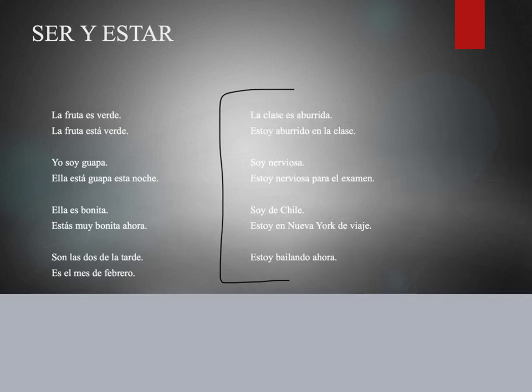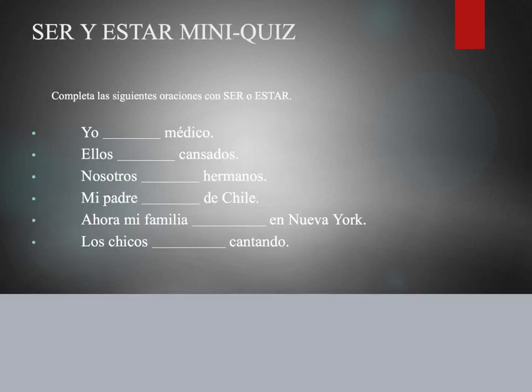Okay, excelente. So, vamos a practicar en la próxima carta, así que pasamos a la próxima carta ahora para practicar. Okay, excelente. Ahora vamos a practicar con este mini prueba y dice completa las siguientes oraciones con ser o estar. So pause the video here and try choosing between ser and estar. Remember that you do need to conjugate it correctly, so don't forget about conjugation like we did at the beginning. Okay, muy bien. So pause the video here and I'll be back to walk you through the answers.